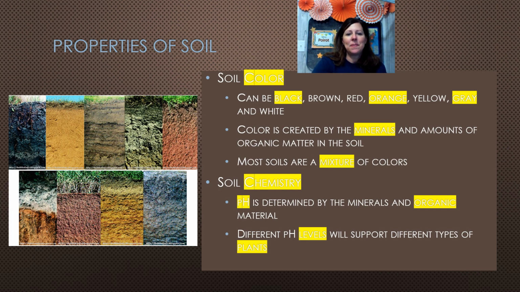Another property is the chemistry. It depends on the pH of the soil. The pH stands for potential hydrogen, and you'll learn about that when you get into chemistry, but basically it tells how acidic or how basic the soil is. It's a range from basic to acidic, and that determines what plants will grow there. Sometimes we have to add different things to our soil to change the pH, because some plants like a certain level of pH. Home Depot sells a bunch of things that you can put into your soil that will actually change the pH.